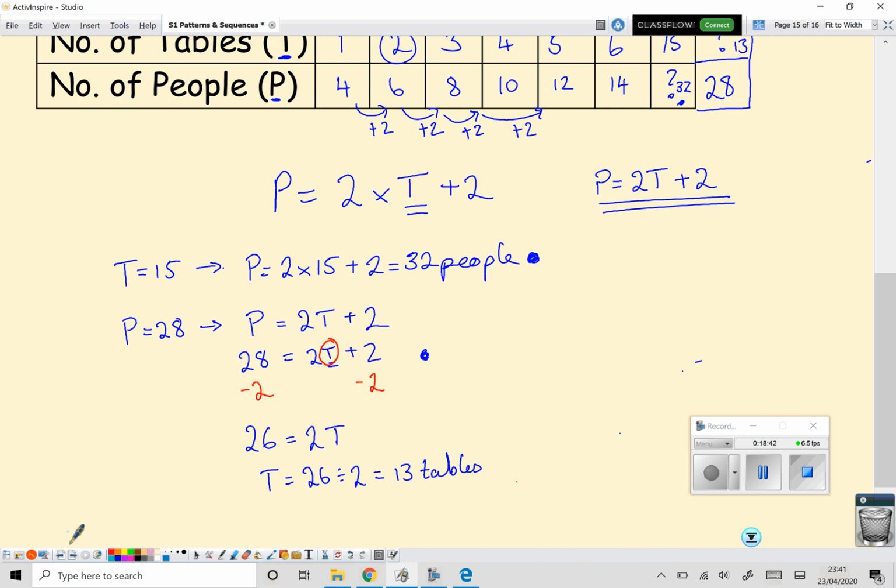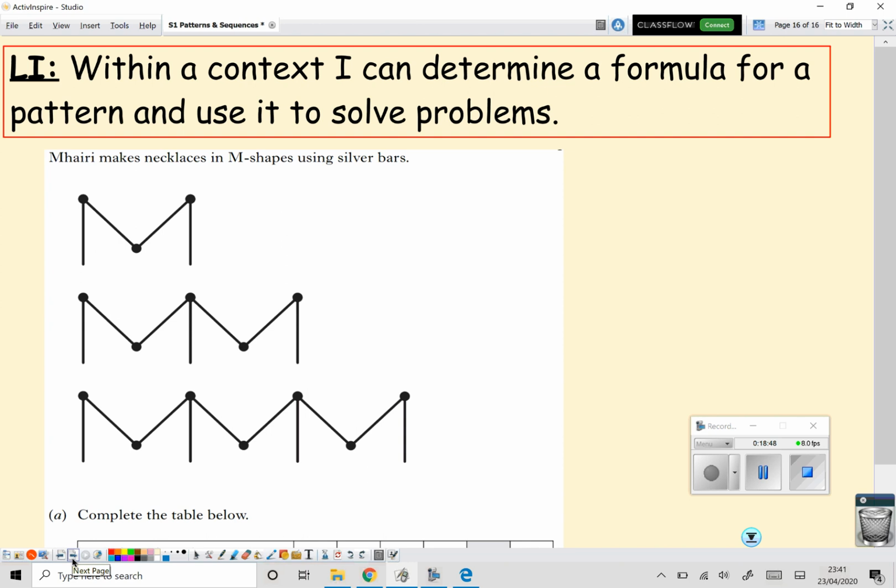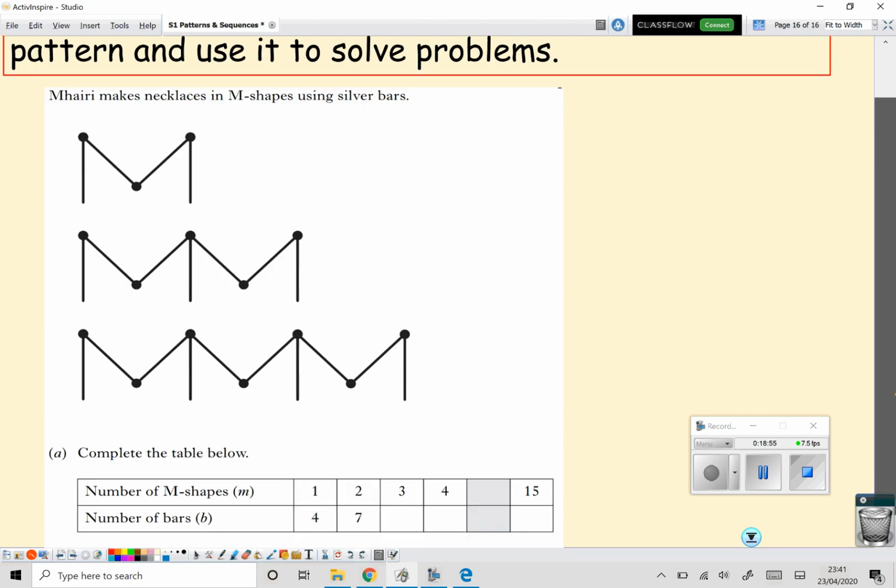Right? That was pretty detailed and quite slow and methodical to get through. Let's have a look at another example here. Right? So Mary makes necklaces in M shapes using silver bars. Okay, and for one M shape, we've got 1, 2, 3, 4 silver bars. Okay, for two M shapes, we've got the same as before, 1, 2, 3, 4 silver bars, but we've added on 3 more.